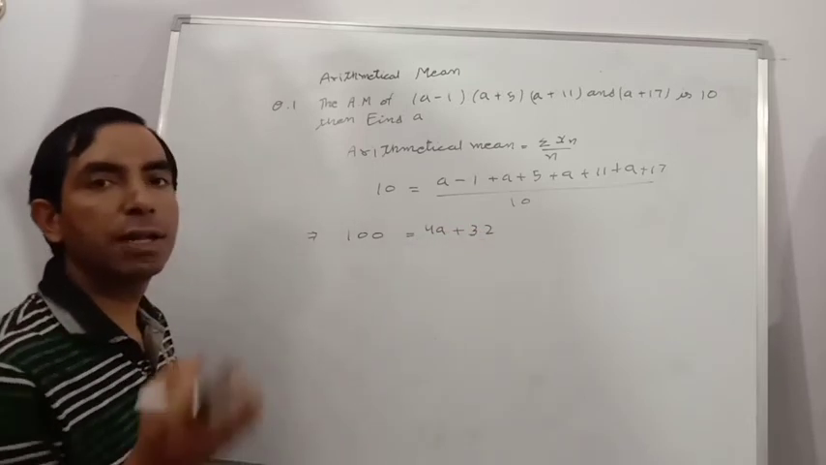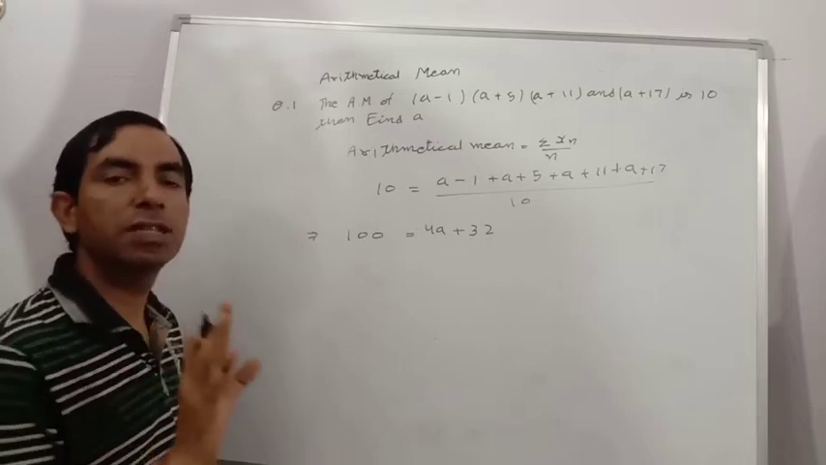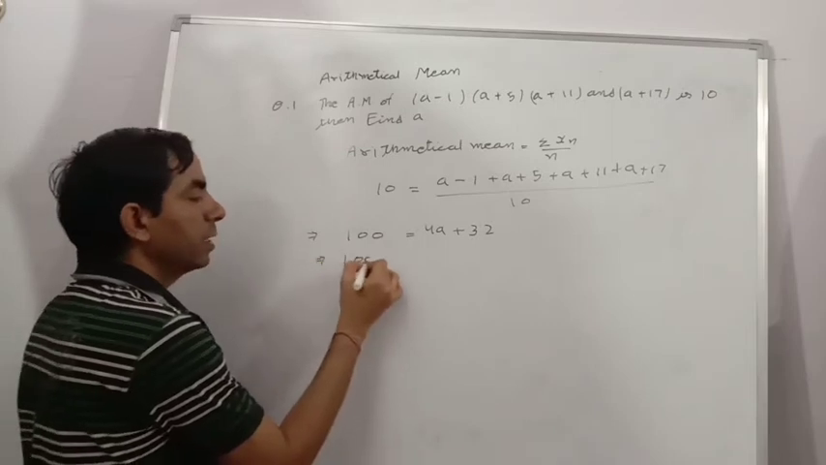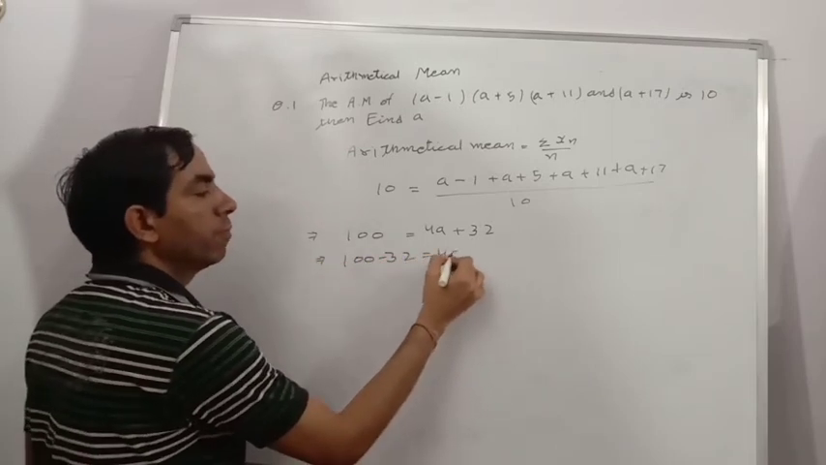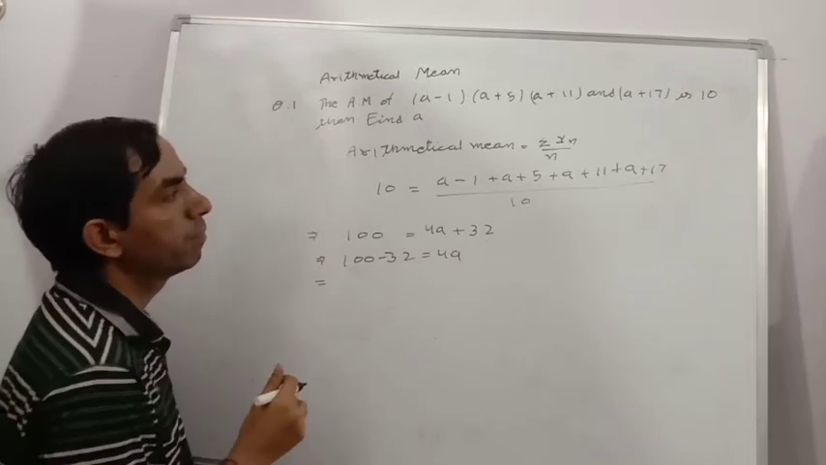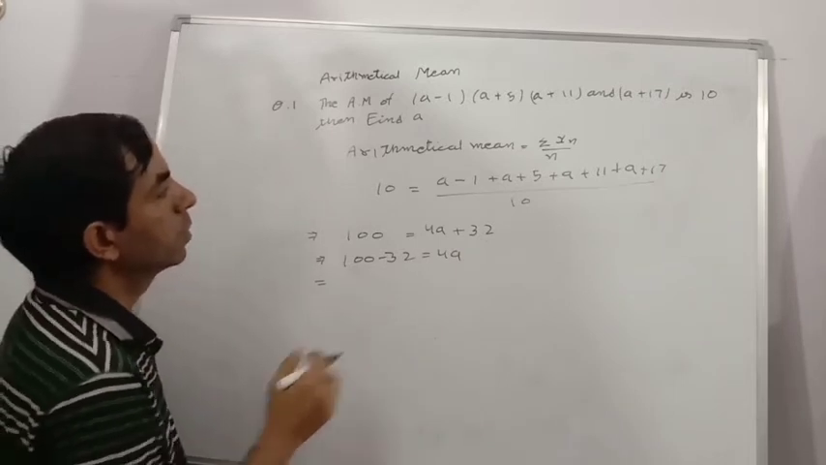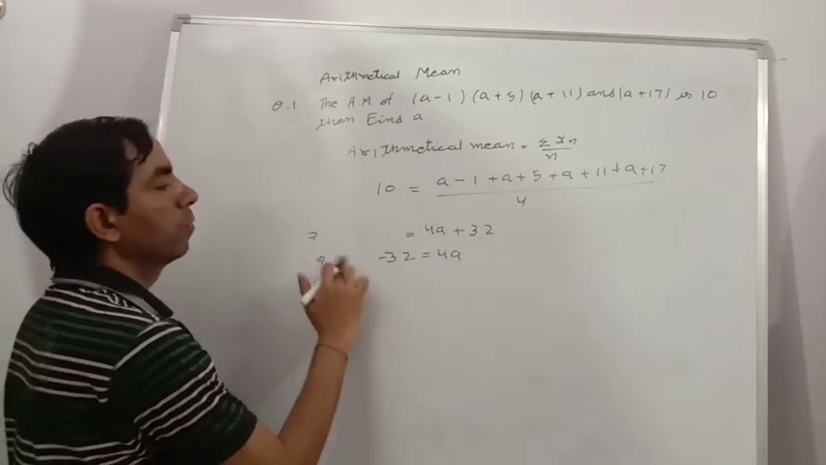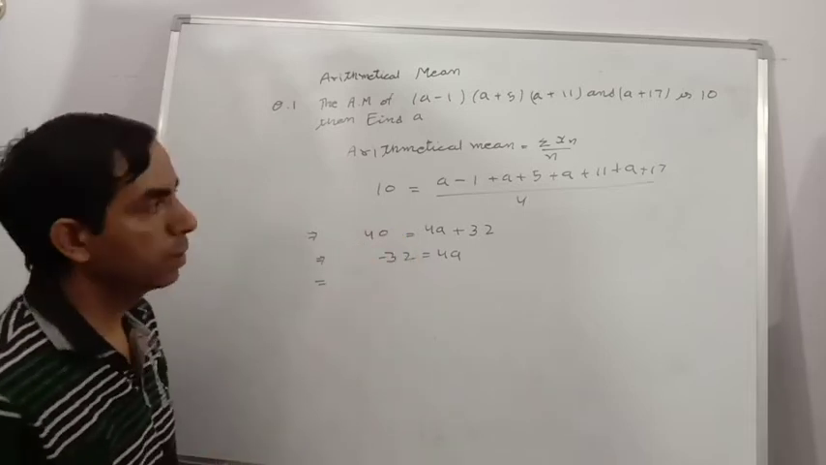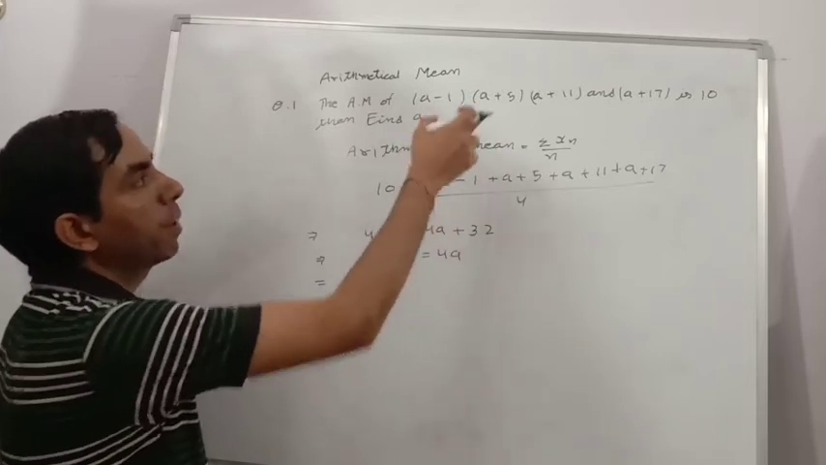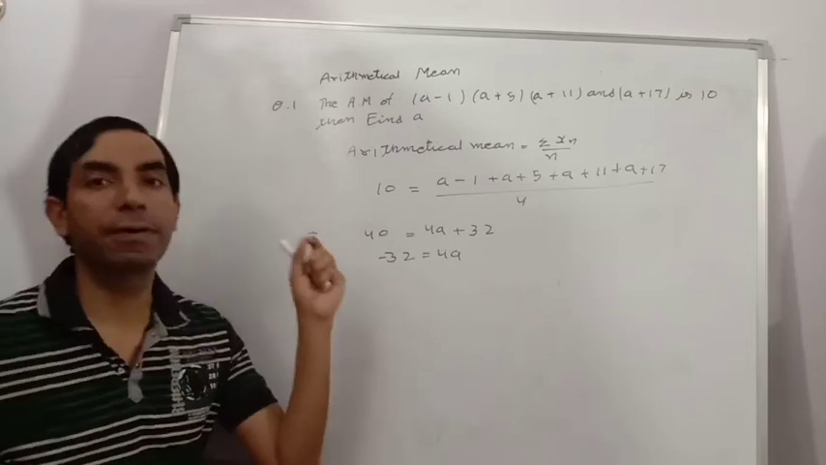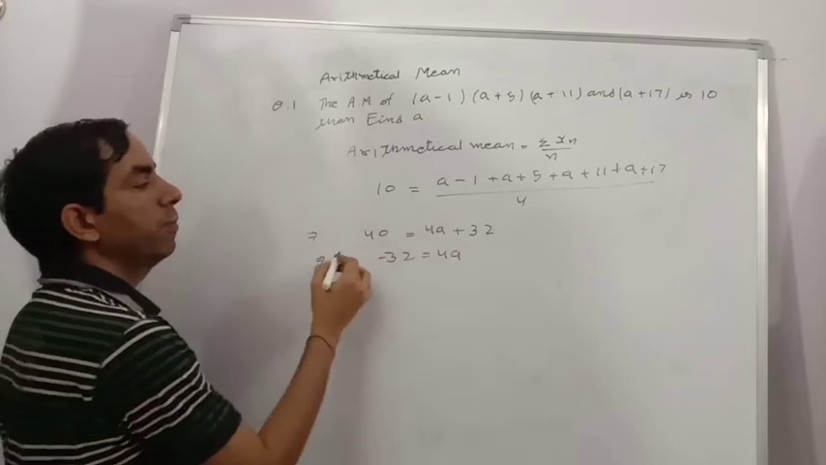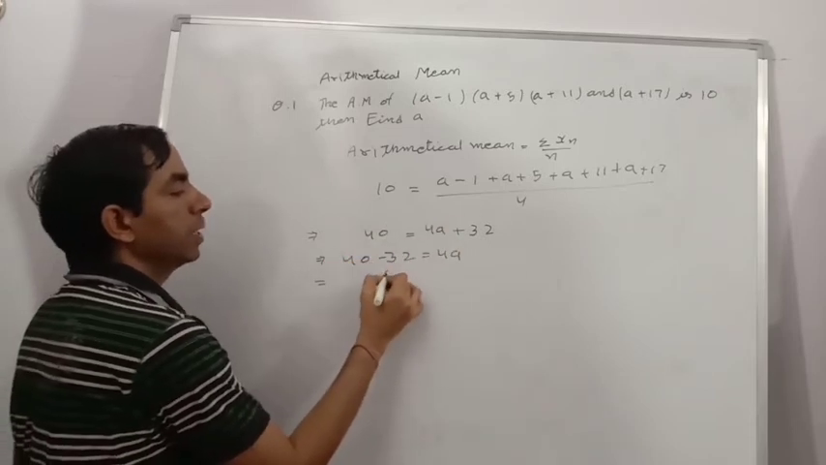Now we take the whole numbers on one side and the alphabet on the other side. That is the old method of linear equations. Sorry, here it will become 4 times 10, because the number of terms is 4 and 10 is the average mean. So change it. Here we get 40. 40 is equal to 4a plus 32. 40 minus 32 is 8.